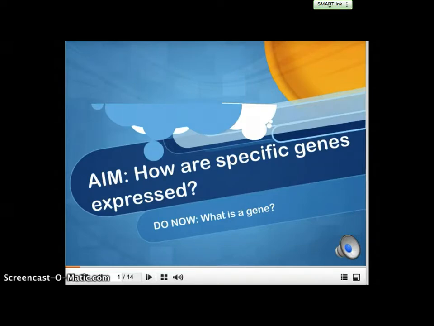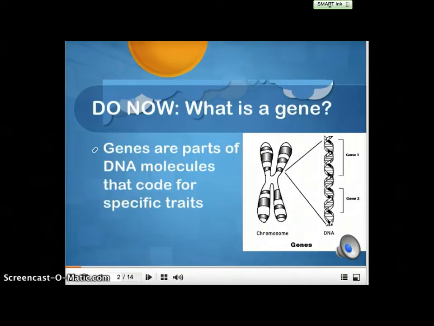Okay. Genes are parts of DNA molecules that code for specific traits. Is that what you wrote? If not, copy down this definition as well.